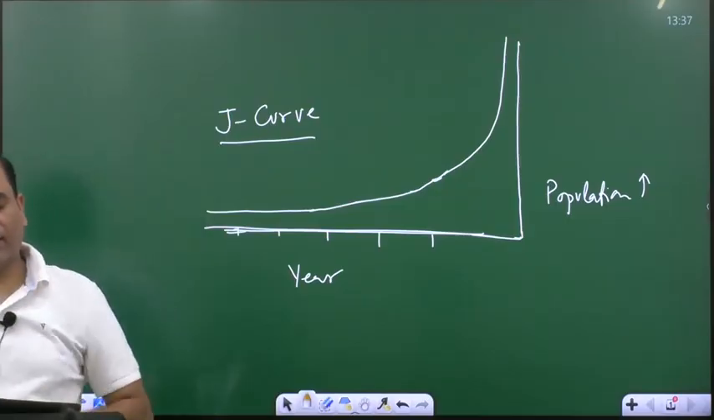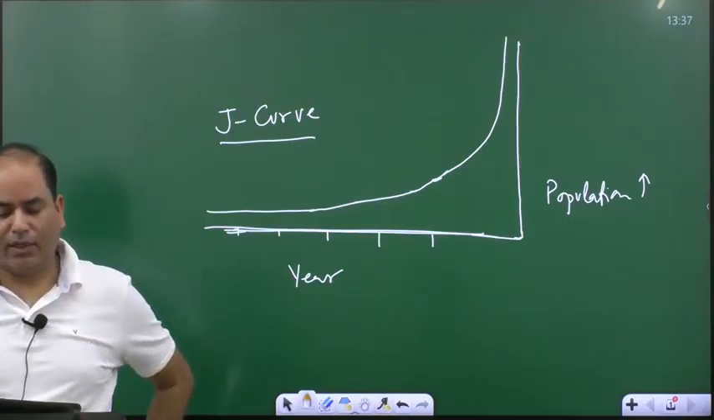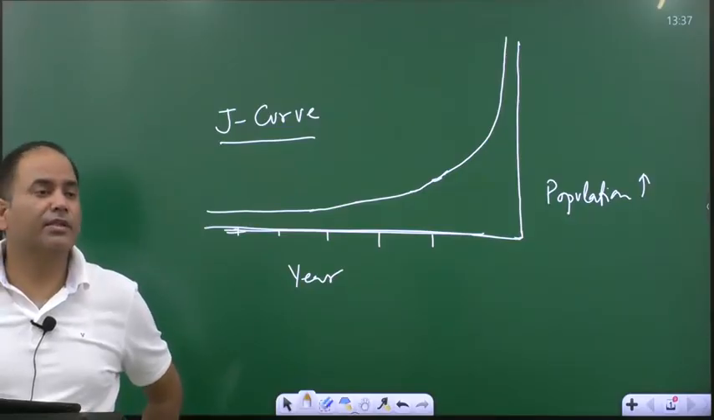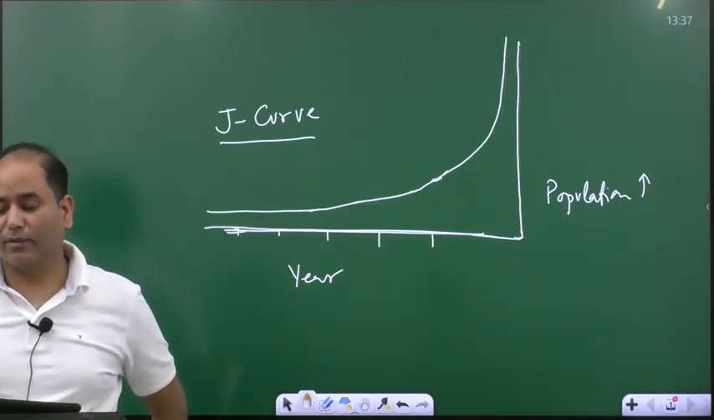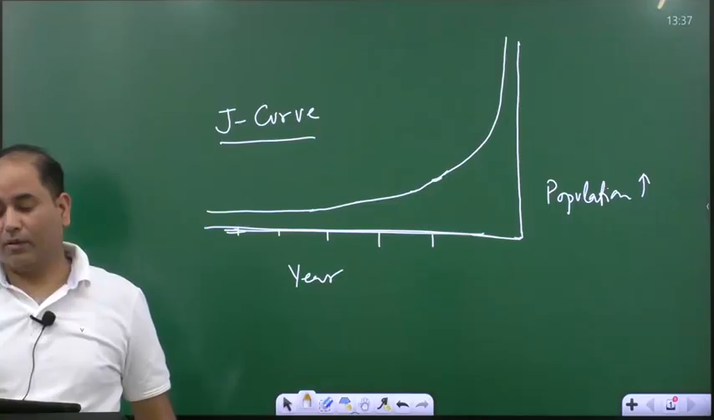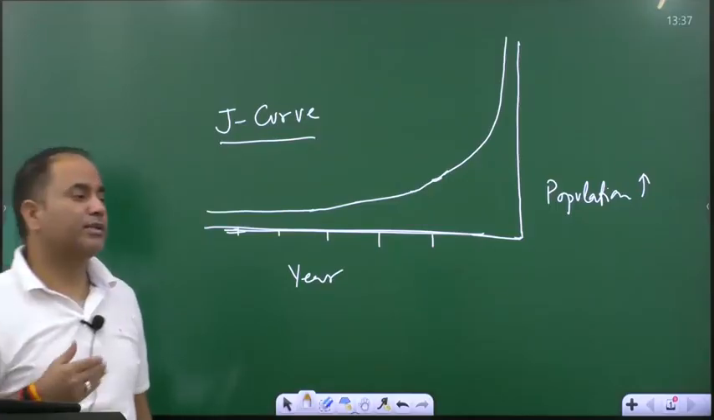So deserts, arid regions, ice caps, high mountains, tropical rainforest, these are the areas which have low population. Alright, so that is our population distribution.